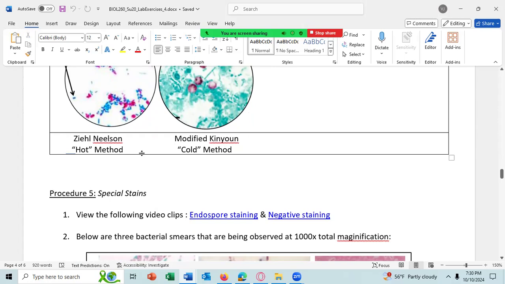All right, procedure 5 is looking at special stains, where we've got a video clip for the endospore stain and a video clip for the negative stain. The negative stain here is looking at the capsule.